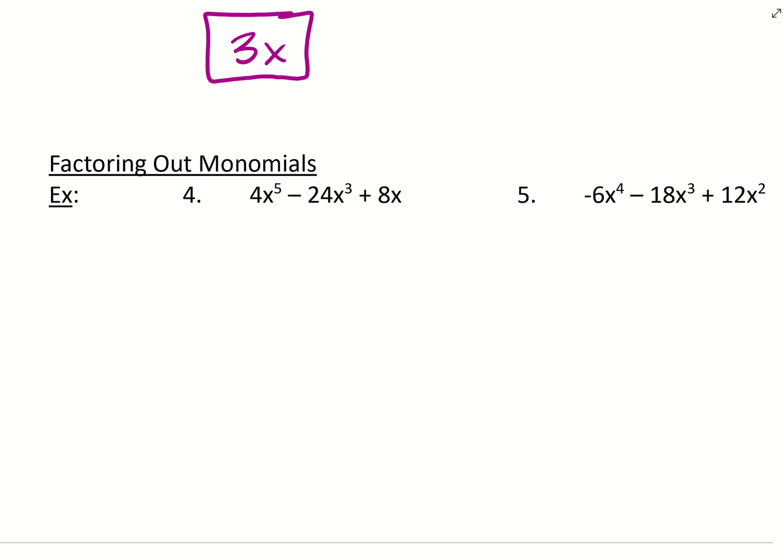So again, I'm looking at my GCF. I notice 4x. This one's going to have a 4x. That one's going to have a 4x. So I'm going to pull out the 4x, put my parentheses, and look at what's left over. For the first one, 4x to the 5th divided by 4x gives me x to the 4th. Here we're going to be left with negative 6x squared. And then here we're going to be left with 2. And that's it for factoring out our monomial.